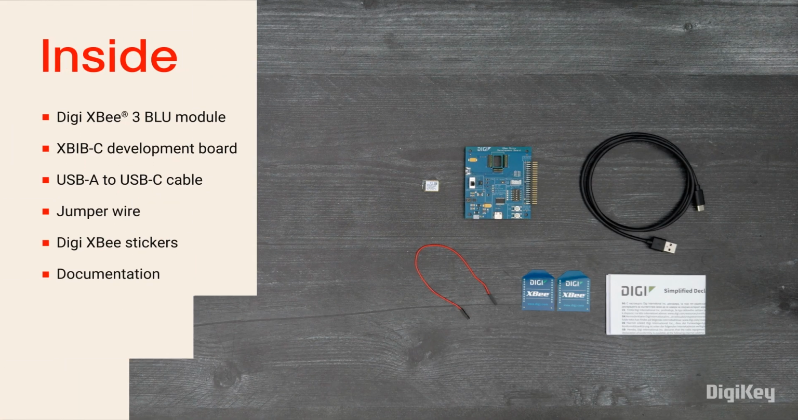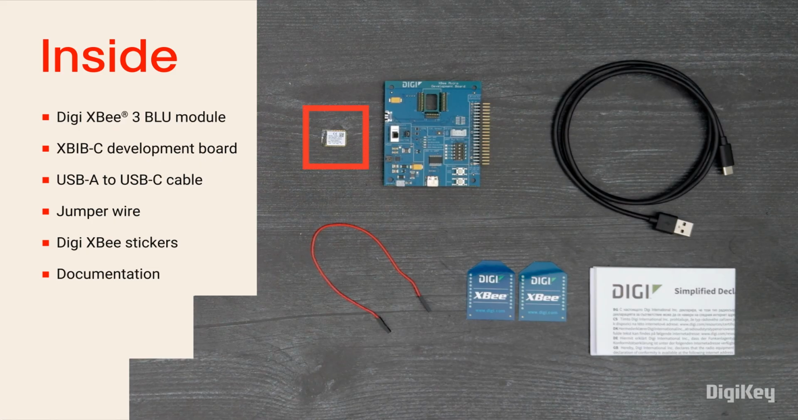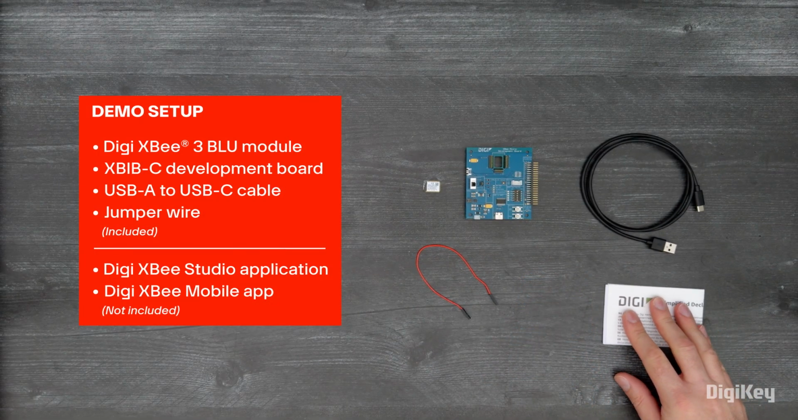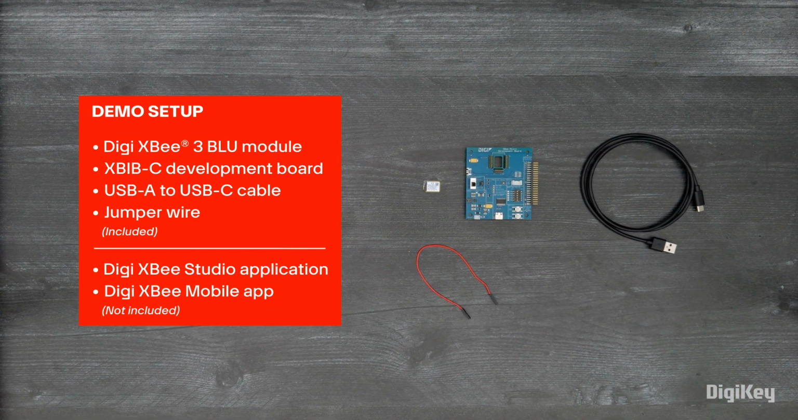Inside the box, you'll find a Digi XBee BLU module, an XBee development board, a USB A to USB C cable, a jumper wire, stickers, and documentation. In this demo, we're going to load the XBee BLU with a predefined setup, then use the Digi XBee Mobile app to get temperature and humidity readings and control the LED on the development board.